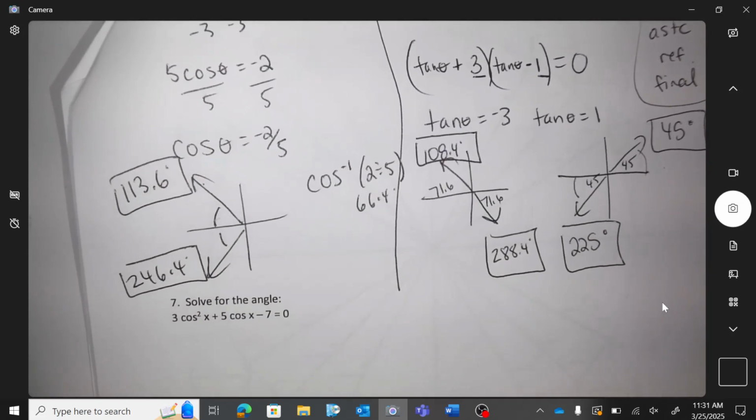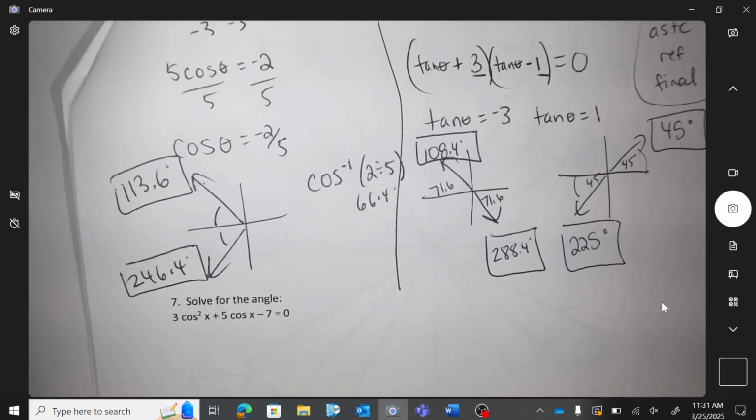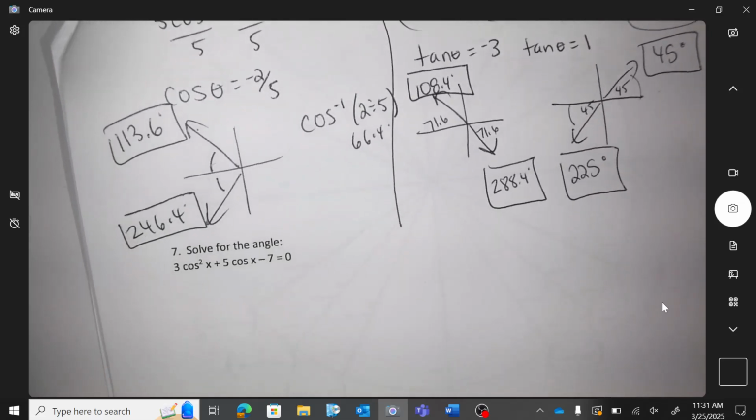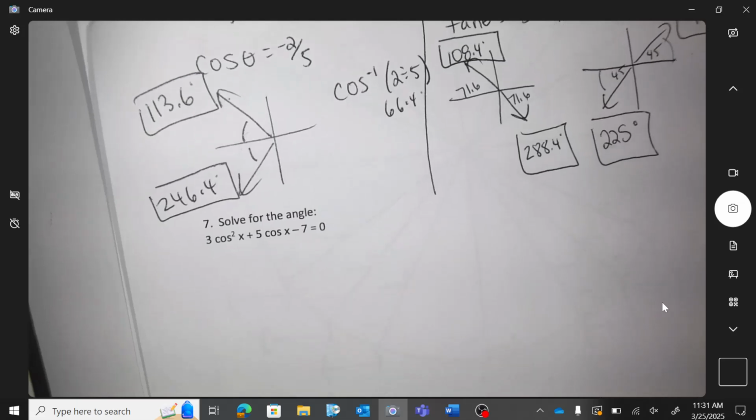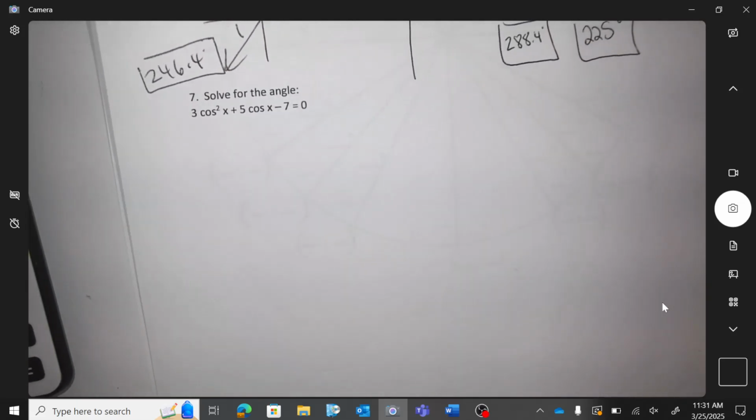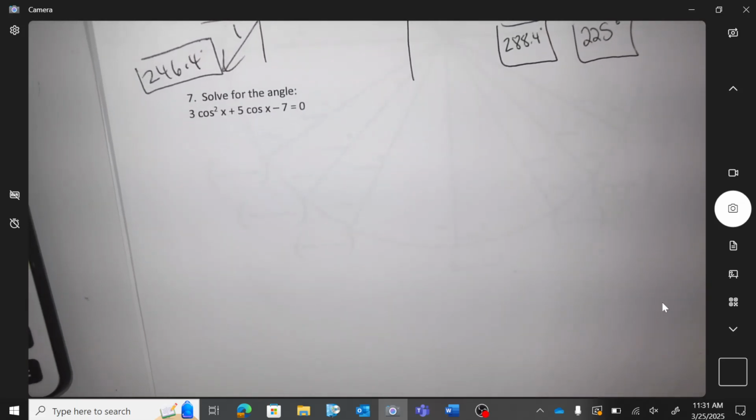Okay, number 7, trig value. What kind of algebra are we doing from last unit? No isolation. There's cos squareds and coses. 0, that's good. Now I say, should I factor it? Does it factor? We're going to try it out.